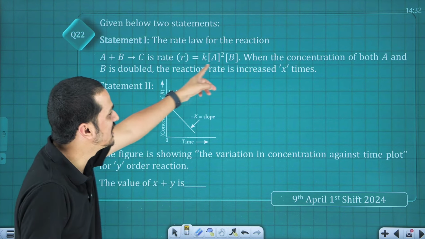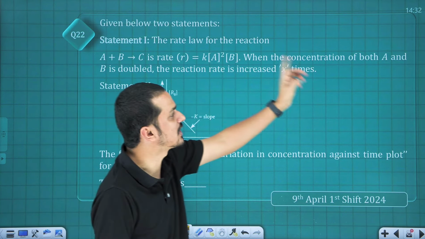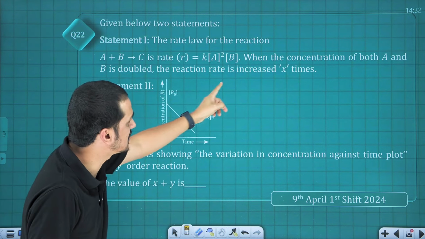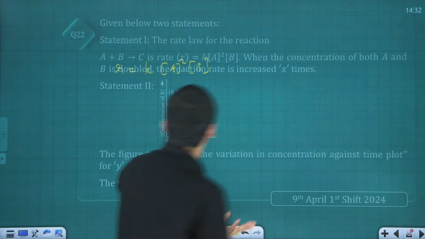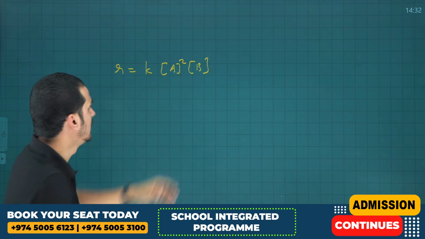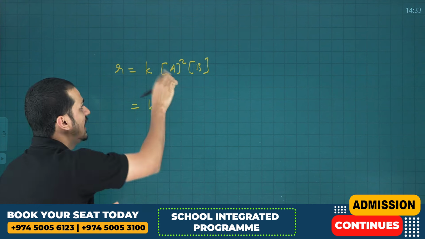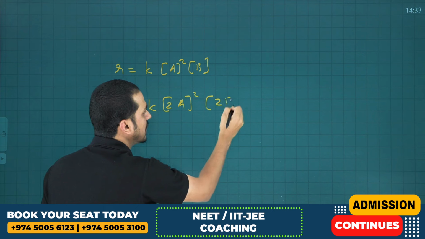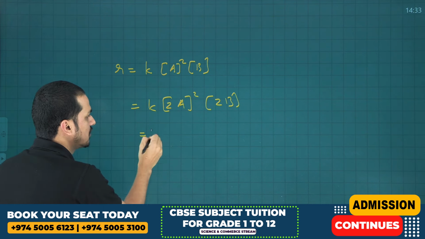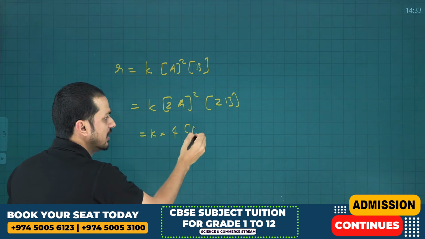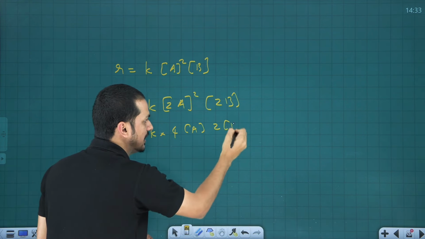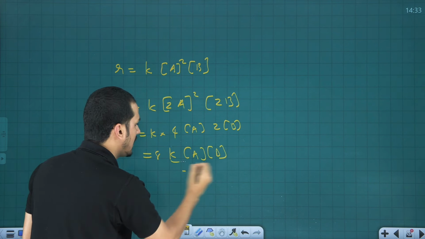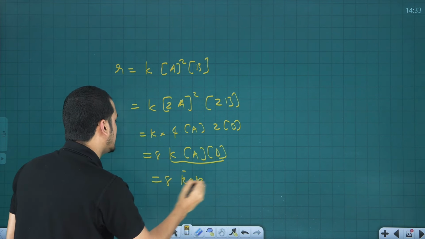See, K into A square into B. Now they are telling that when the concentration of both A and B is doubled, the reaction rate is increased X times. Simple. A is doubled, B is doubled, so the rate constant K will be the same. A doubled becomes 2A all square, and B doubled becomes 2B. So that is K into 4 times A into 2 times B, 4 into 2, 8. So 8 into K into A into B, which is our initial rate. So the rate becomes 8 times the initial rate.